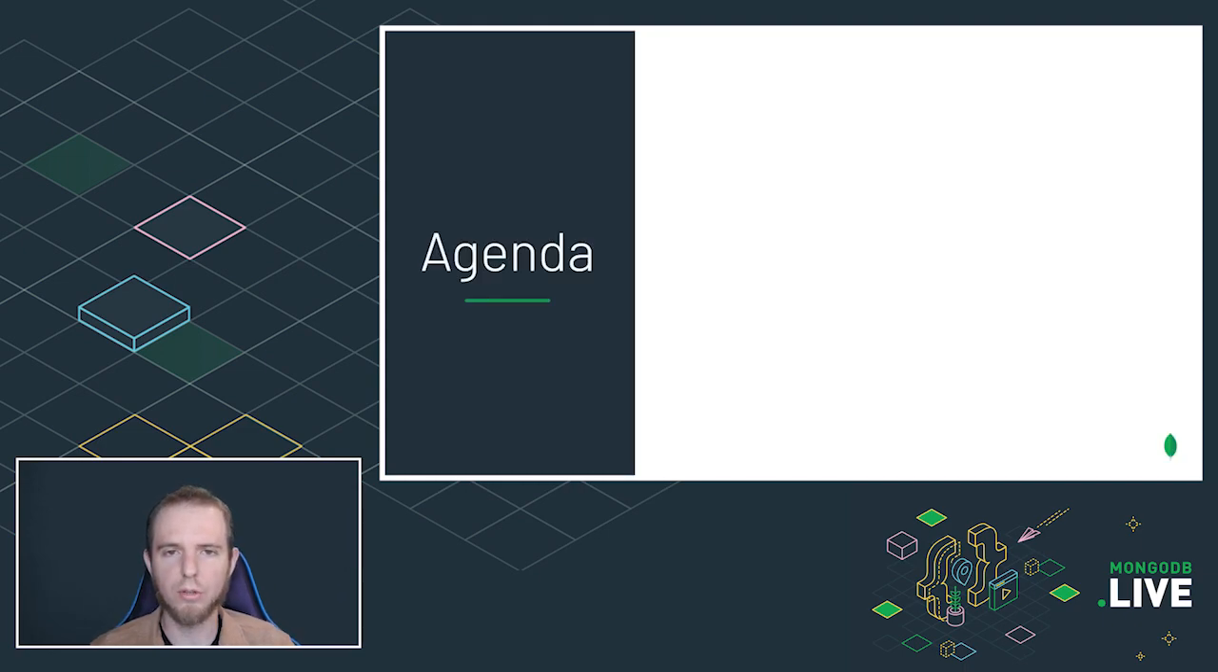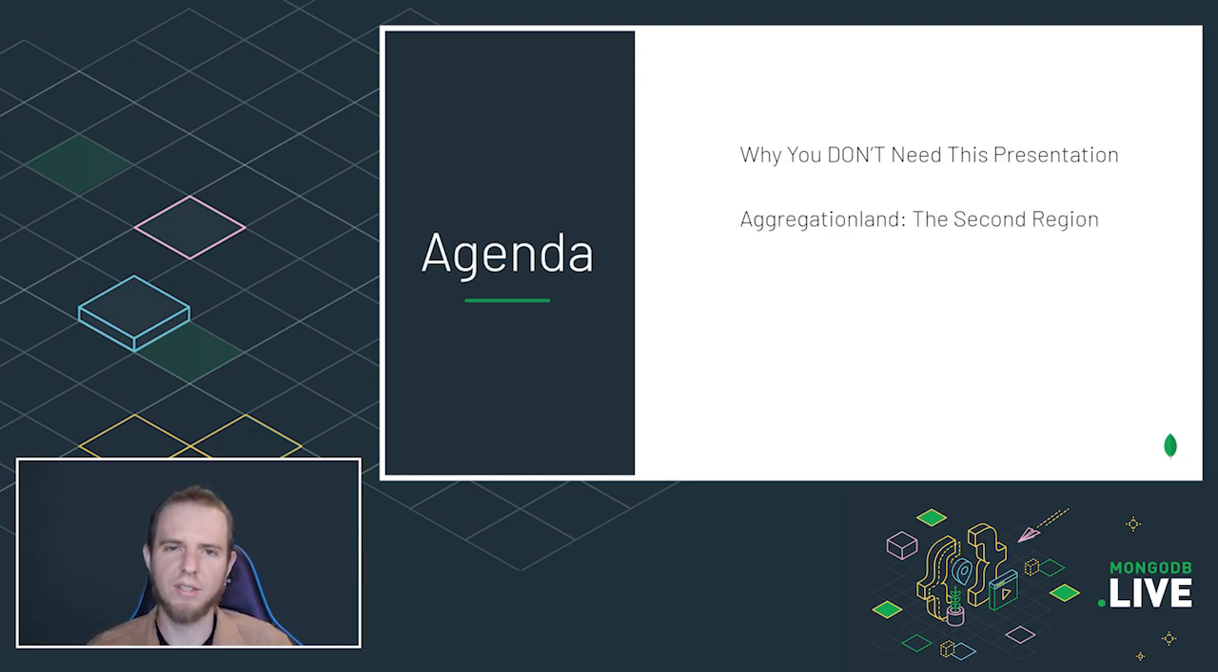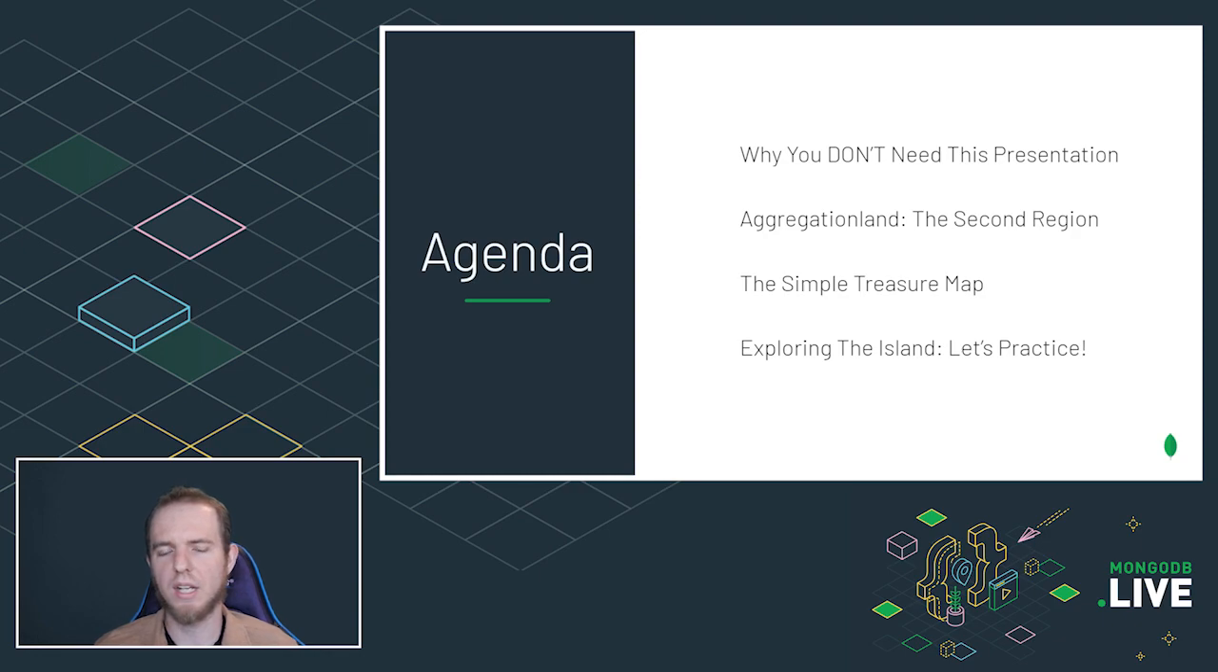Great. So with respect to an actual agenda, we're going to talk about 4 general areas. The first is just going to be a quick one, which is why you don't actually need this presentation. It's always fun to do those items. The second is we're going to actually talk about aggregation land, specifically the second region. So we'll get to that a little bit further on. Then we're going to tell you why explain plans are actually simple treasure maps, although they look a little complex at first. And then finally, we're going to explore aggregation land a little bit by practicing with some actual output that we can take a look at.